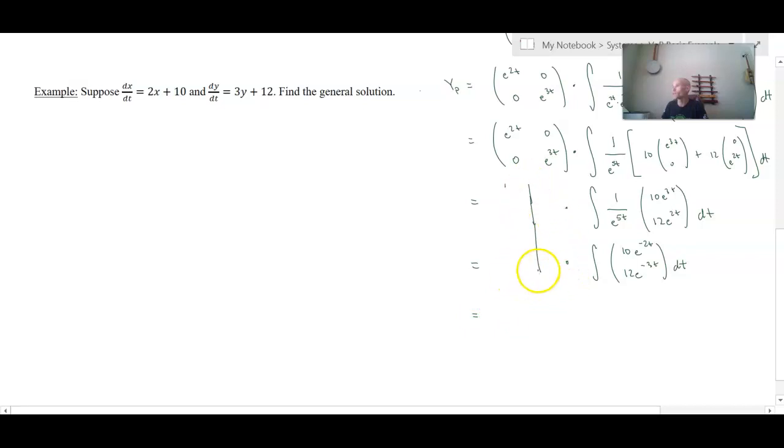Okay, so this is going to give me, and I can use technology to compute this, but this will be 10 over negative 2, e to the negative 2t. That way, when I take its derivative, I get 10 e to the negative 2t. And here I'll have 12 over negative 3 e to the negative 3t.